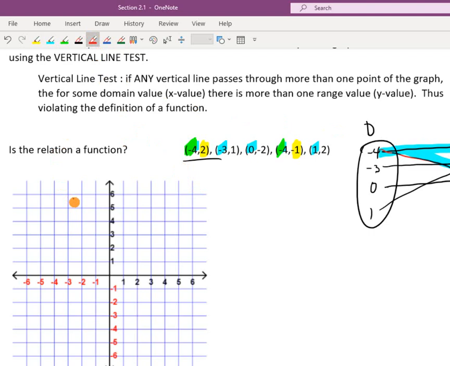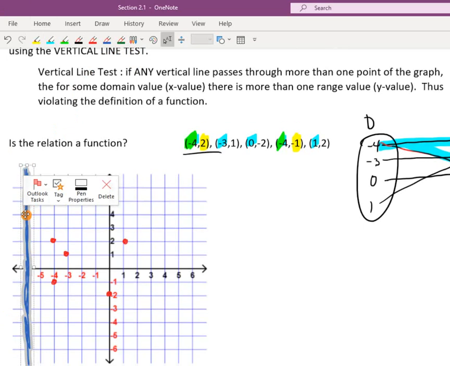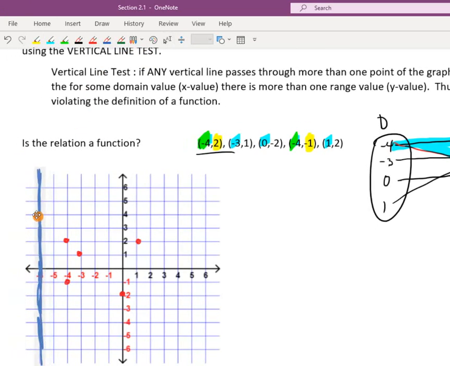Now, graphically, I think it's a little bit easier to see using the vertical line test. So negative 4, 2 would be that point there. Negative 3, 1 would be that point. 0, negative 2. Negative 4, negative 1. And then 1, 2. So what the vertical line test says is you're going to construct a vertical line. So I'll just make this blue line here my vertical line. And what you're going to do is drag that thing through your entire graph. And if it ever intersects your graph at two spots for one x value, two different y values, you violate the vertical line test.